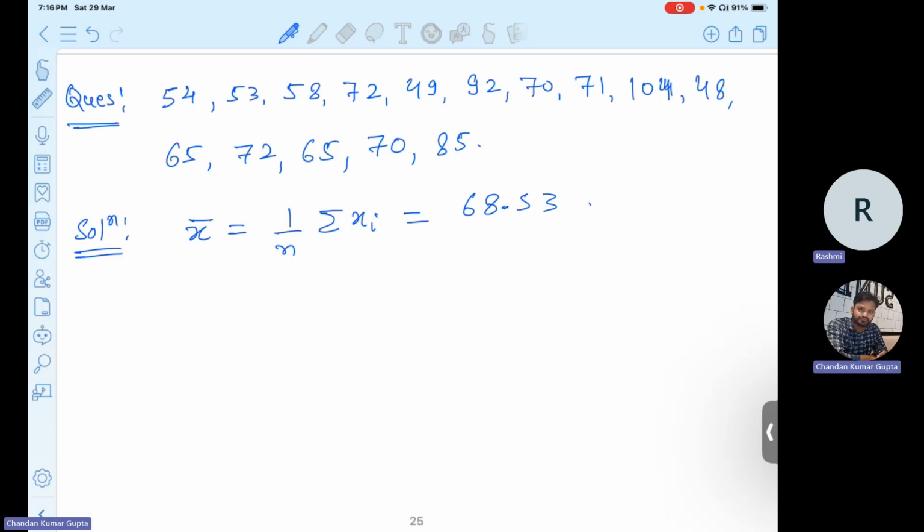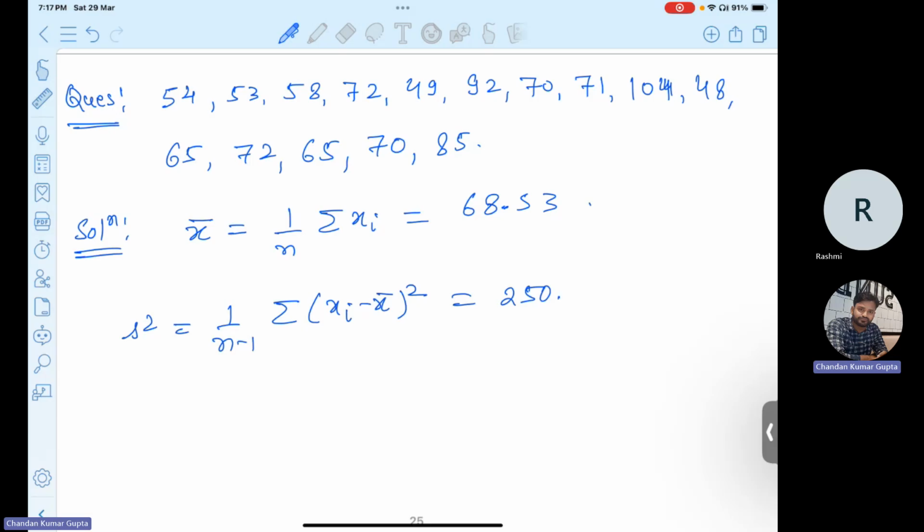So x bar can be calculated with the help of these given data. Again here we do not know the population variance, so since we do not have population variance, we can use the sample variance. The sample variance s square is 1 upon n minus 1 summation of xi minus x bar whole square. We have already calculated this, so it comes out to be 250.2724, and then the standard deviation s is 15.82.